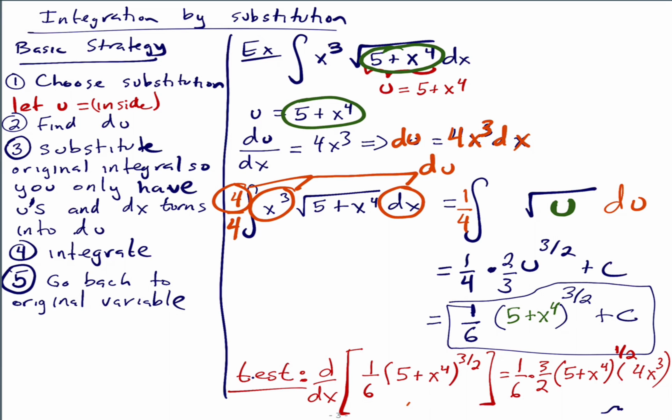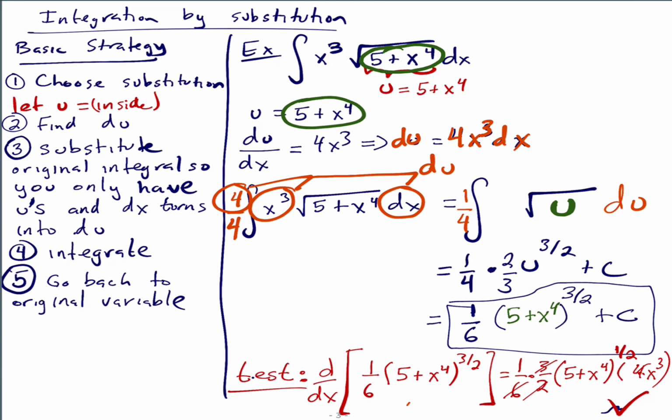Is that equal to what I started off with? It is, right? This is 4 times 3 is 12 divided by 12. That cancels out. So I have 5 plus x to the 4th to the 1/2 times x cubed. So it's a matter of just substituting.